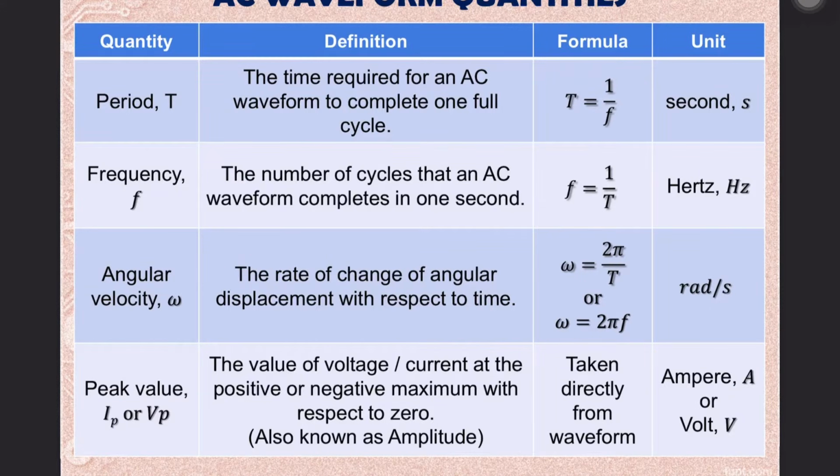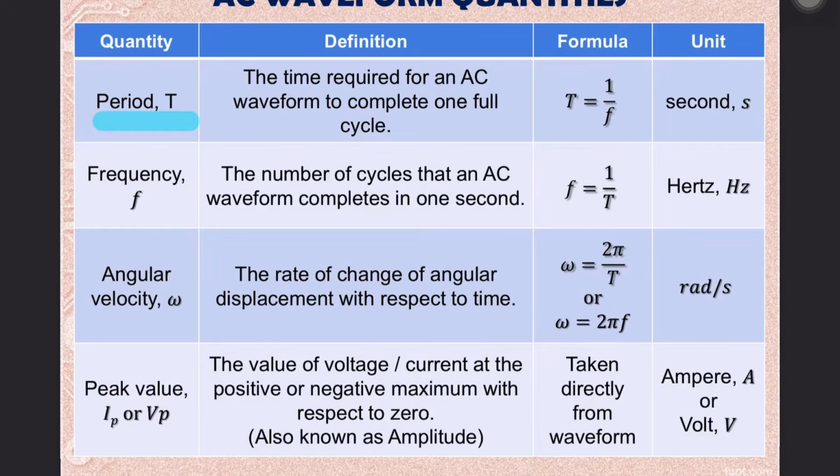But, do you need to memorize these formulas? Yes. Alright, so AC waveform quantities, you need to know what is a period. Period or T is the time required for an AC waveform to complete one full cycle, which means T is equal to 1 over F. What is F? F here means frequency, the number of cycles that an AC waveform completes in 1 second. Yang ini 1 full cycle, yang ini 1 second. So frequency formula dia adalah 1 over T.